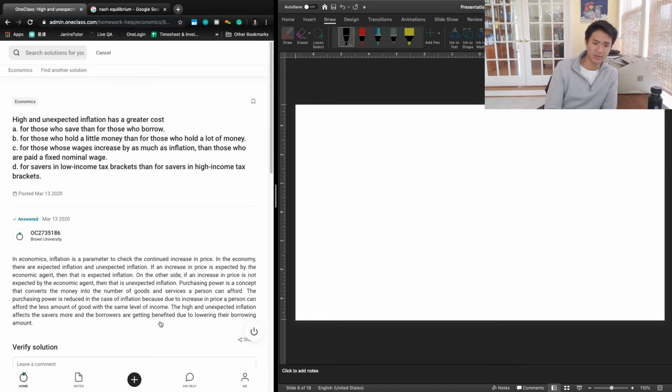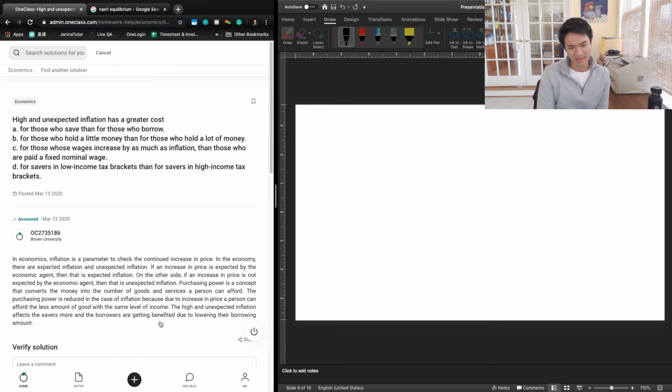Let's take a look at the previous tutor's answer. So the previous tutor says, in economics, inflation is a parameter to check the continued increase in price. In the economy, there are expected inflation and unexpected inflation. If an increase in price is expected by the economic agent, that is expected inflation. On the other hand, if an increase in price is not expected by the economic agent, then that is unexpected inflation. So pretty straightforward stuff.